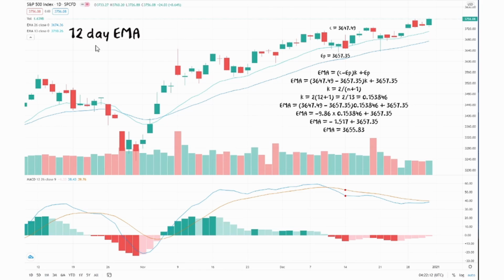Since we're only looking at a 12-day EMA, N is now going to be 12. So 12 plus 1 is 13. 2 divided by 13, we get 0.153846, which is K. We're going to multiply negative 9.86 by that value, which is going to give us negative 1.517. And then we're going to add the previous period's EMA, which again is $3,657.35. And that's going to give us a 12-day EMA for December the 14th of $3,655.83, which is this point right here.